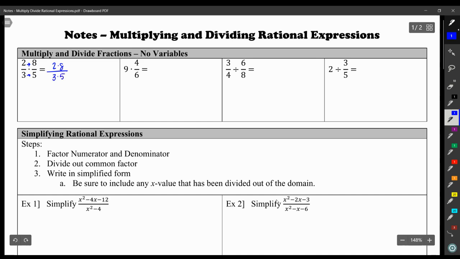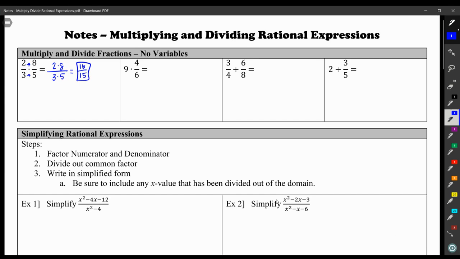Now it's easiest if you try to simplify at this step. However, 2 has no common factors with 3 and 5, and same thing with 8 and 3 and 5. So we have to just keep multiplying. 2 times 8 makes 16, 3 times 5 makes 15, and this is as simple as this fraction becomes.